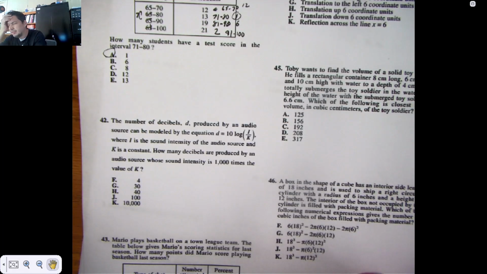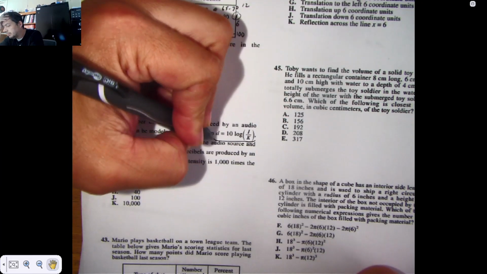42, we won't talk about logarithms till close to Christmas, if not after. But even if you don't know anything about logarithms, you'll have a TI-84 in front of you. And it says, how many decibels are produced by an audio source whose sound intensity is 1,000 times K? Well, if I'm 1,000 times K, I've got to be 1,000 K.